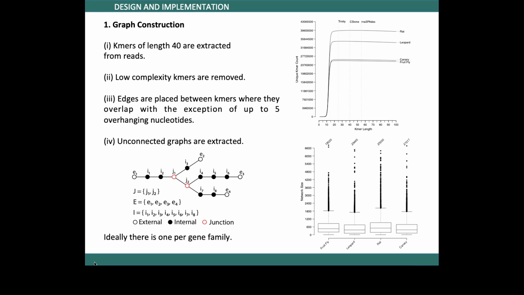Edges are placed between k-mers, following which all unconnected graphs are removed. For the four species indicated, the number and sizes of these graphs are depicted in the bottom right plot. Ideally, there is one graph per gene family.